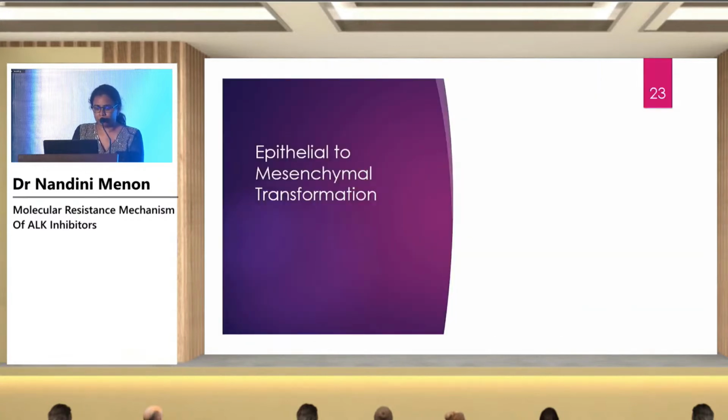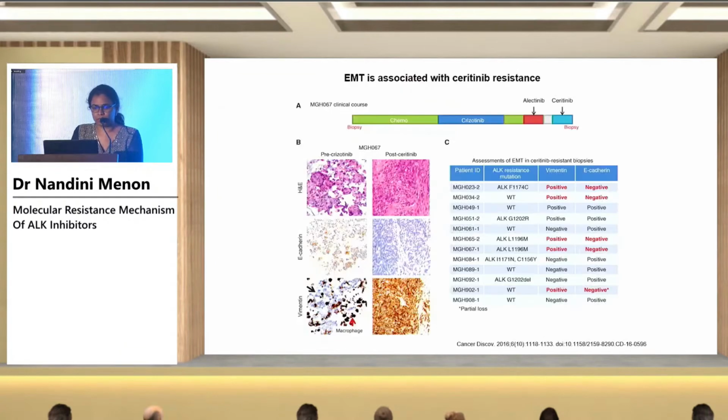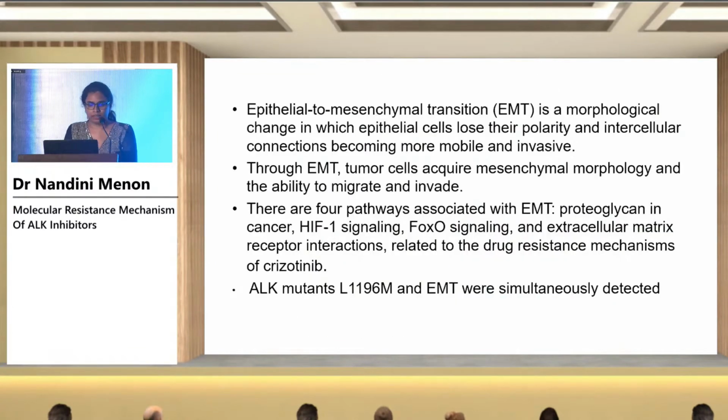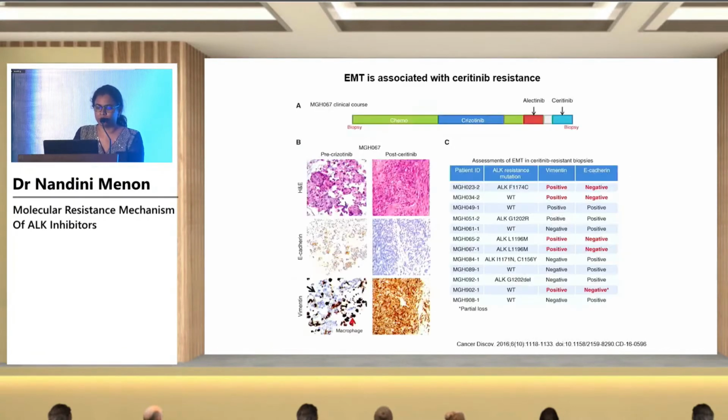So the rare mechanism of ALK resistance is epithelial to mesenchymal transition, and I will discuss this slide later. So basically, it is a change in the epithelial cell property. They lose certain molecules like E-cadherin on the surface, and they lose the polarity, and they become more invasive, and they circulate throughout the body, and they migrate and invade. And there are some signaling pathways which are affected in this, and it contributes to resistance. Sometimes you might get the common gatekeeper mutation along with the epithelial to mesenchymal transformation.